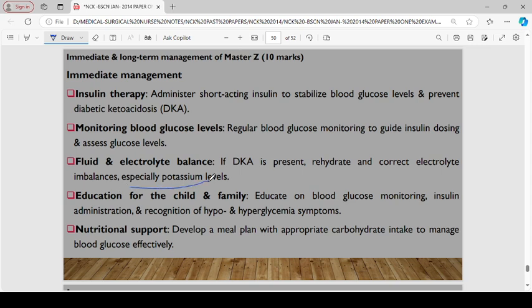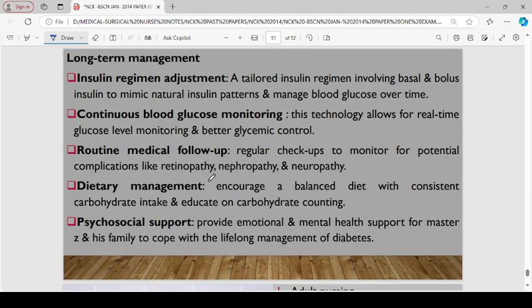You educate on blood glucose monitoring, insulin administration, and recognition of hypo and hyperglycemic symptoms. Then you develop a meal plan with the appropriate carbohydrate intake to manage blood glucose effectively. For the long-term management, you have to come up with a tailored insulin regimen involving basal and bolus insulin to mimic the natural insulin patterns, and that will help manage blood glucose over time.